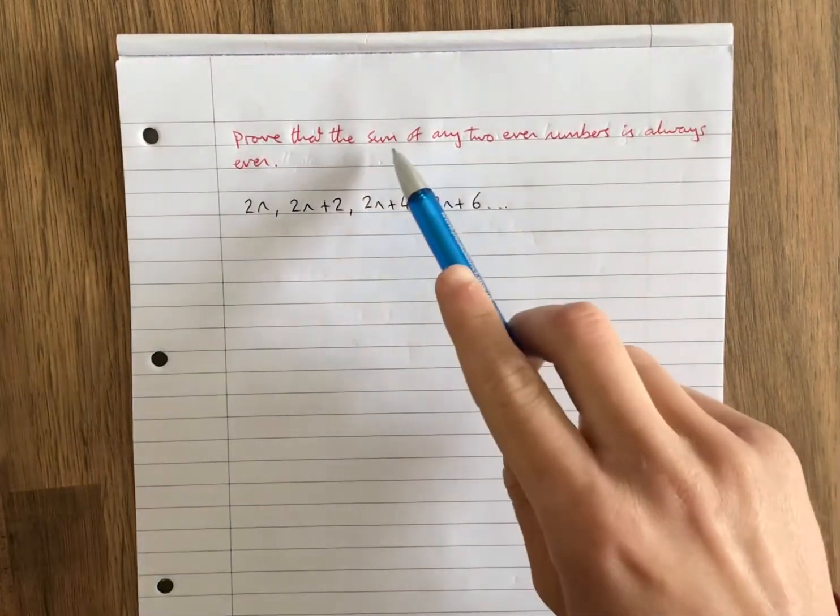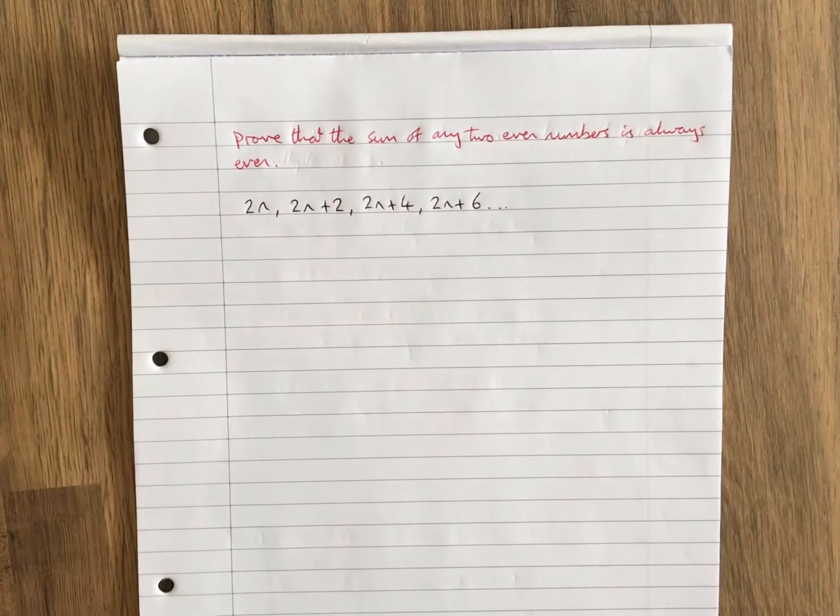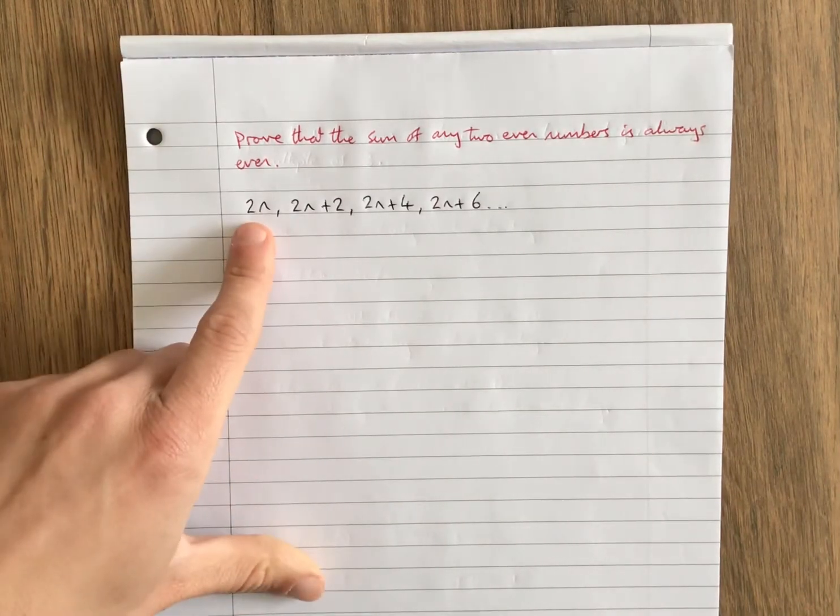Now this says prove that the sum of any 2 even numbers is always even. So here it doesn't actually matter which 2 we choose. We could make life really easy for ourselves and just add together 2n twice.